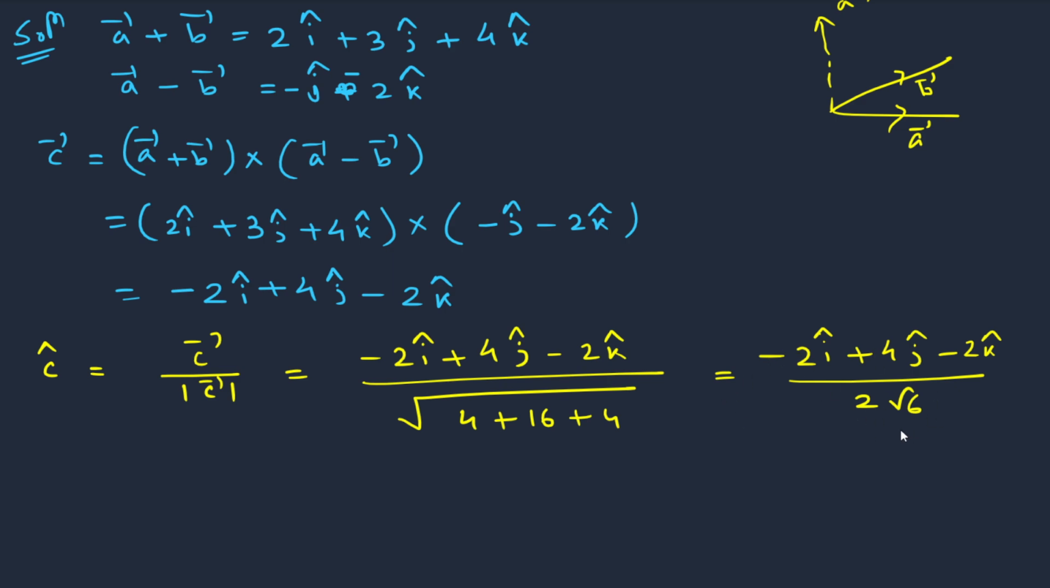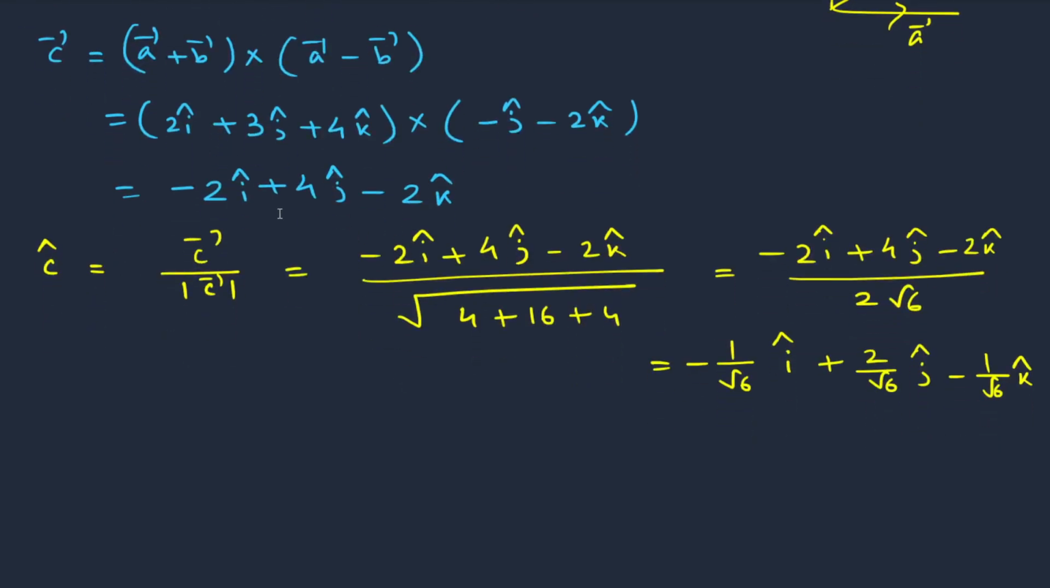You can write it like this after dividing also. This is how much? Minus 1 by root 6 i cap plus 2 by root 6 j cap minus 1 by root 6 k cap. Okay, so this is one very interesting problem.